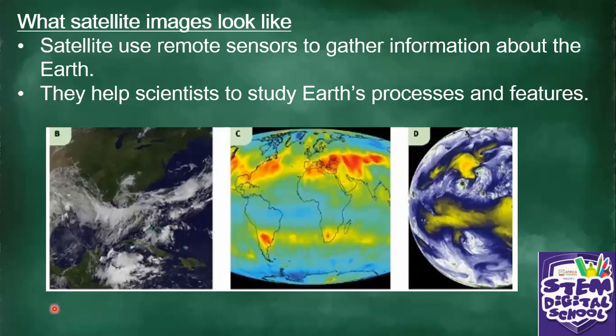And then we look at satellite images, the images that are taken by satellites. Satellites use remote sensors to gather information about the Earth. They help scientists to study Earth's processes and features. So these are examples of satellite images. So scientists know what these pictures tell them, which information they show.